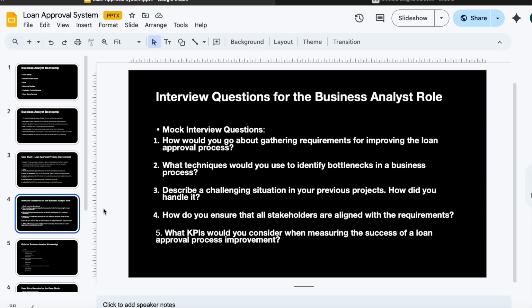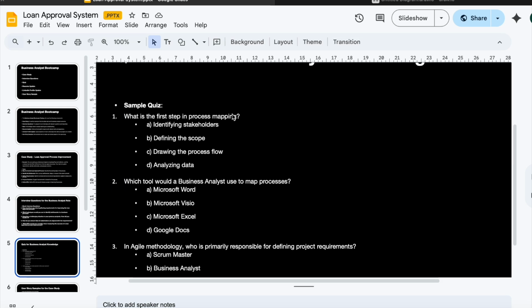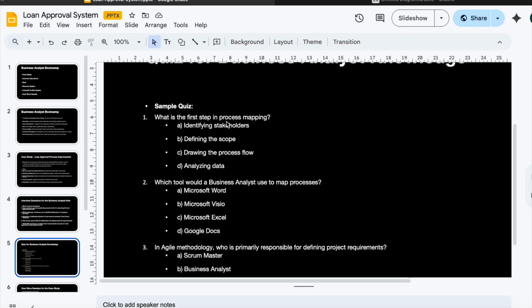All right. Now time for the quiz. Let me make this a little bigger so that you can clearly see it. What is the first step in process mapping, if you recall? Identifying stakeholders, defining the scope, drawing the process flow, or analyzing the data? The first step is defining the scope, right? So we understand the case study. Before we do anything, we need to define the scope.